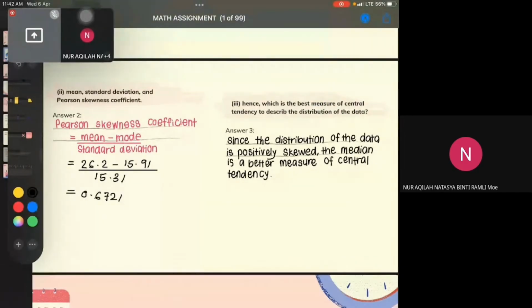Lastly, the question asks to state which is the best measure of central tendency to describe the distribution of the data. So we can write the answer. Since the distribution of the data is positively skewed, the median is a better measure of central tendency. That's all for question number 1. Thank you very much.